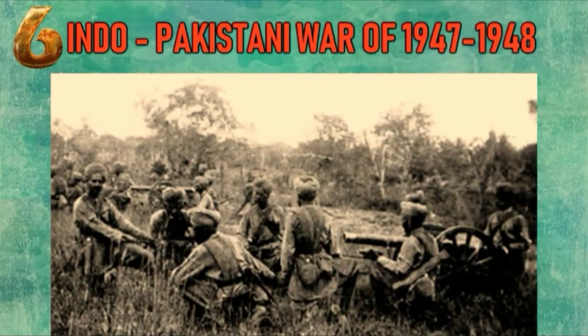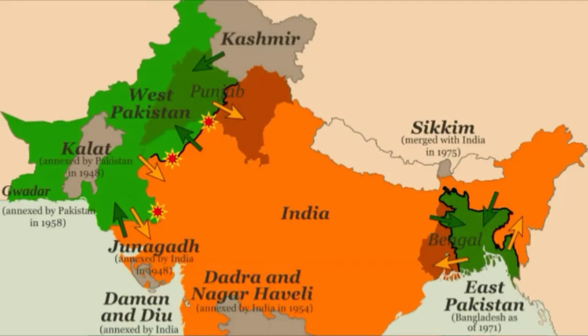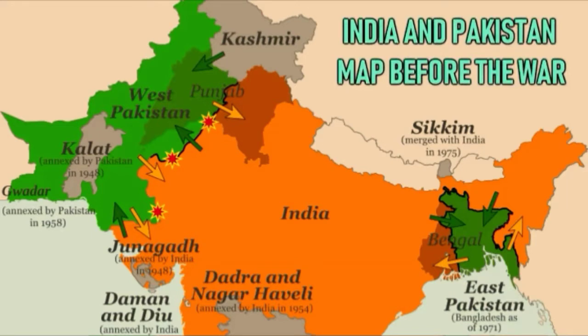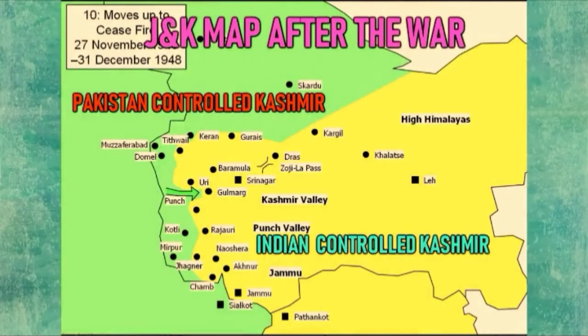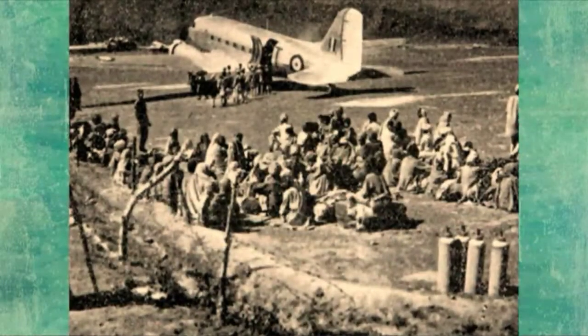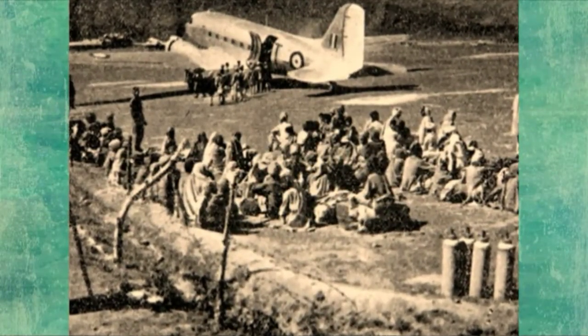Number 6. Indo-Pakistani War of 1947 to 1948. The Indo-Pakistani War was fought between India and Pakistan over the princely state of Jammu and Kashmir from 1947 to 1948. The result of the war was inconclusive. However, most neutral assessments agree that India was the victor of the war, as it was able to successfully defend about 2/3 of the Kashmir, including Kashmir Valley, Jammu, and Ladakh. The inconclusive result of the war still affects the geopolitics of both countries.